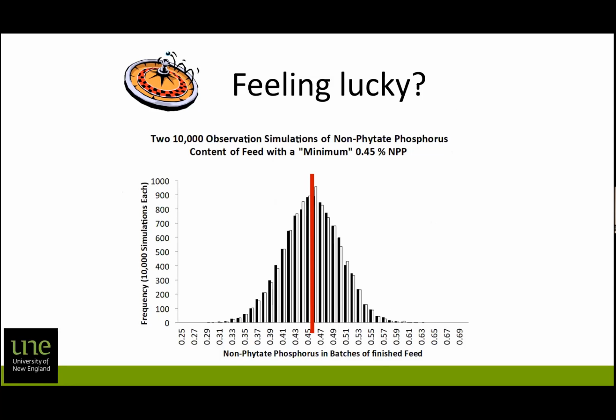We can see on this slide that with the red line in the middle, we have a 50% chance of attaining our 0.45% non-phytate P level that we wanted. And of course, we've got a fairly decent chance that we might get a value a little bit under or a little bit over. But what I'm really curious about is what happens if we get a value in the lower end or in the higher end. What is the likelihood of getting something like that, and what could that mean to industry?